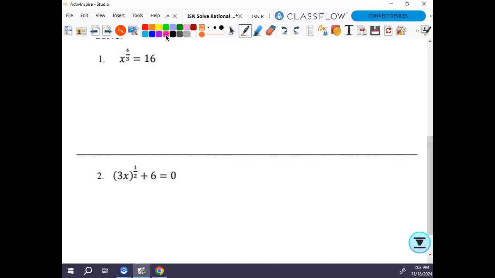So when we look at number one here, the first step is to isolate the term that has the rational exponent. Well, it's already isolated. It's by itself over there. So then the next thing we do is we raise both sides to the power that is the reciprocal of the rational exponent. So this becomes 3/4. This becomes 3/4. The reason we're doing that is because when I take x to the 4/3 power to the 3/4 power, when I multiply those, the 3's cancel out and the 4's cancel out, so I end up with just plain old x. And I get x equals 16 to the 3/4 power.